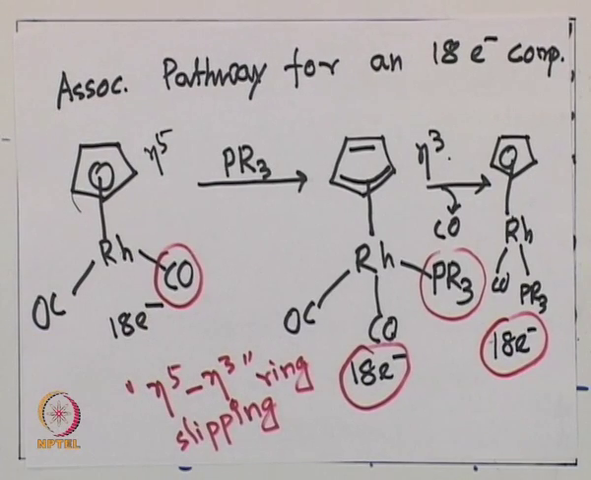So, what you have seen in this particular example is an 18 electron complex undergoing a ring slippage. Without any dissociation from the metal complex, we see that the exogenous ligand, in this case phosphine, is getting associated with the metal complex. An 18 electron complex very uncommonly undergoes an associative mechanism to give you another 18 electron complex.